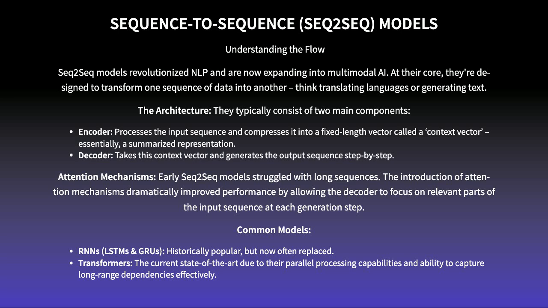You'll often hear about RNNs like LSTMs and GRUs being used, but more recently, transformers have become dominant because they work so much faster and handle longer sentences with ease.